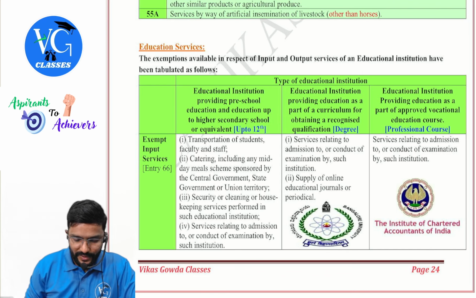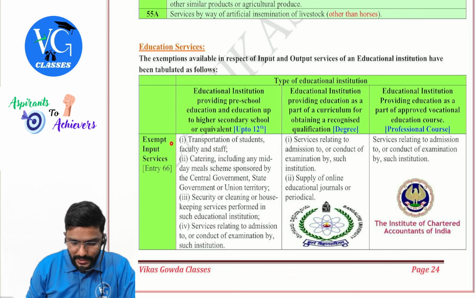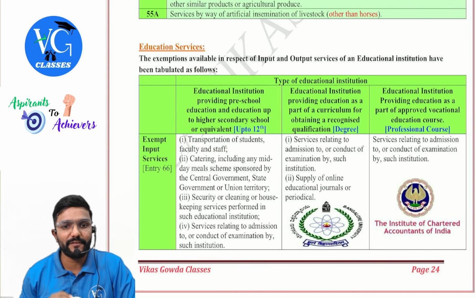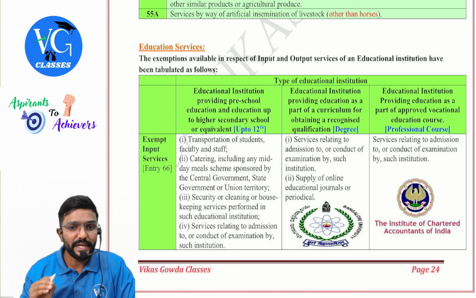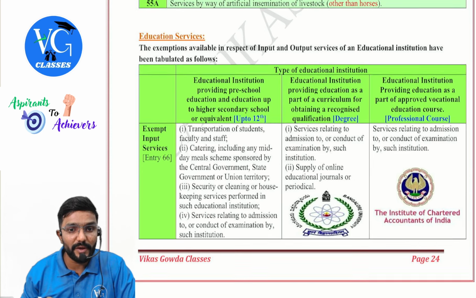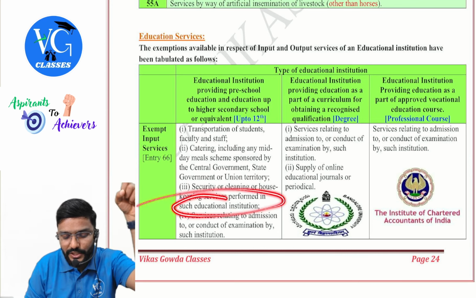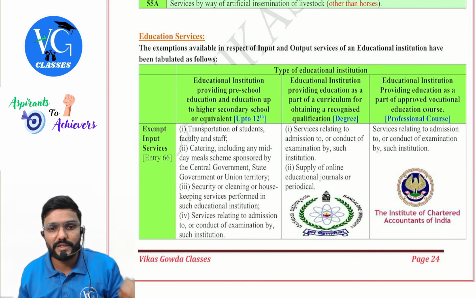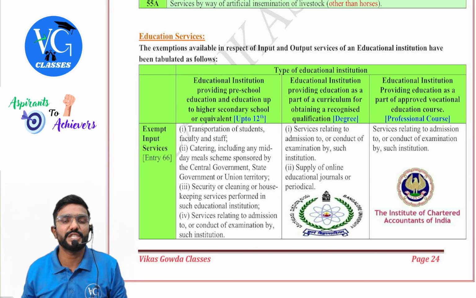Exempt services. First one. First category. School is there na? School up to 12th. Transportation of students, faculty and staff. Catering, including any midday meal scheme sponsored by the central government, state government or union territory. Security or cleaning or housekeeping services performed in such educational institution. Last one, services relating to admission to or conduct of examination by such institution.